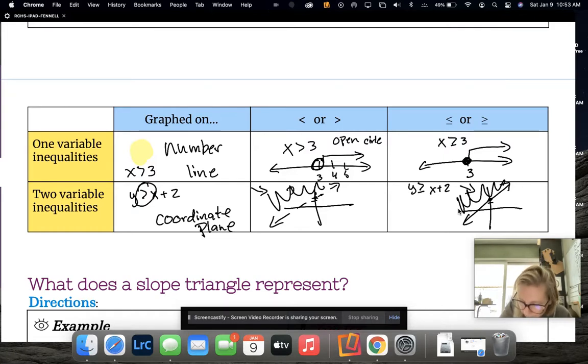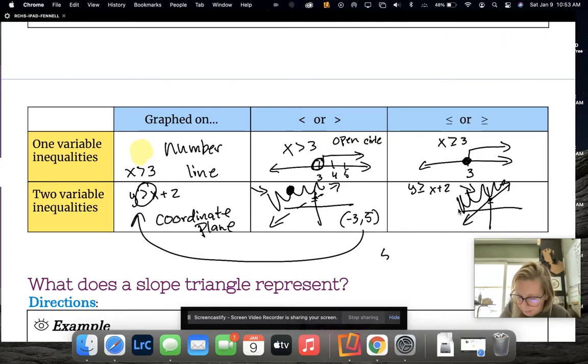If I were to pick a point up here, like, I don't know, -3, 5, that value when plugged into your inequality would make a true statement. So let's try it. 5 is greater than -3 plus 2. 5 is greater than -1. Yup, that's a true statement.